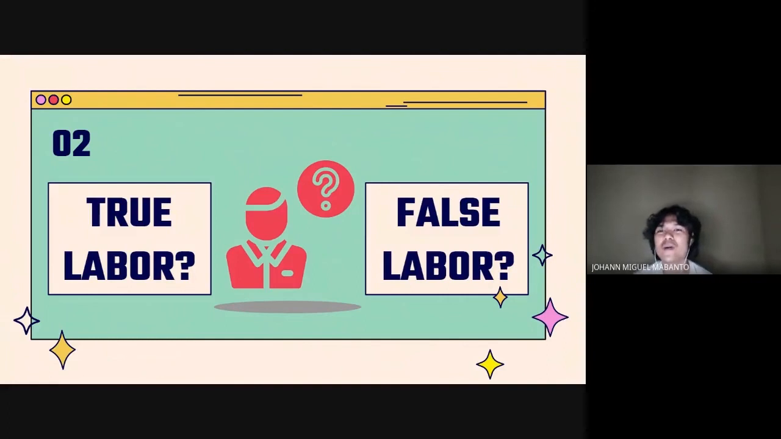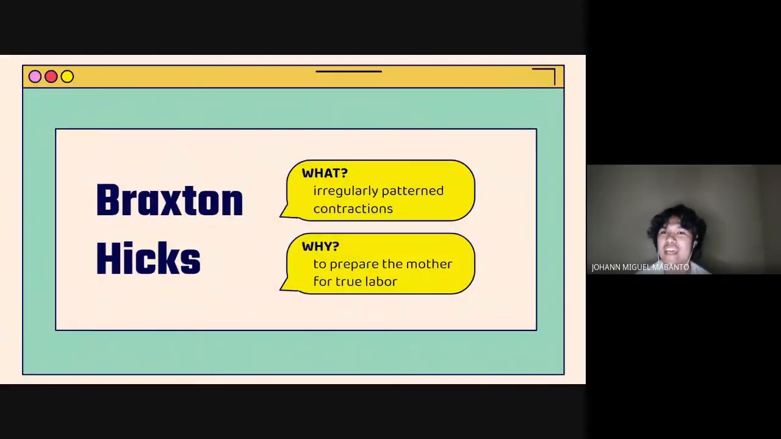So meron pong ibang mga pregnant mothers na akala po nila nag-labor na sila. So there is a term called the Braxton-Hicks contractions. These are contractions or paghihilab, however, are irregular in pattern and are not that painful as compared to true labor contractions. So bakit po may Braxton-Hicks contractions? This is to prepare the mother for true labor. So meron po tayong criteria in determining false labor from true labor.